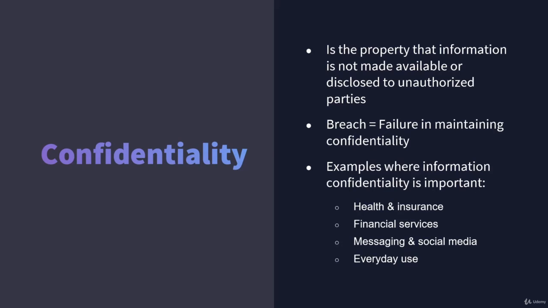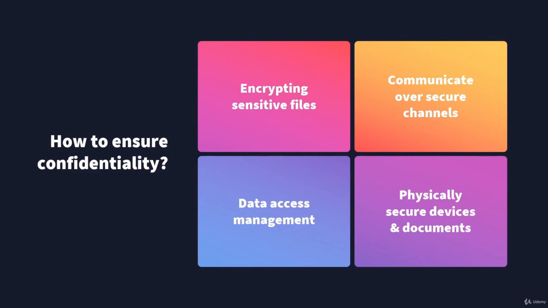And finally, confidentiality is important in everyday use. Data that you store on your personal devices, such as smartphone or laptop, is confidential. This data should only be accessible to you even if your device is stolen. Now that we understood what confidentiality is, let's have a look at some common ways to ensure it. First, we can do this by encrypting sensitive files. For example, your hard drive should be encrypted, so even in the event that your device is stolen, the data is not accessible to anyone else.